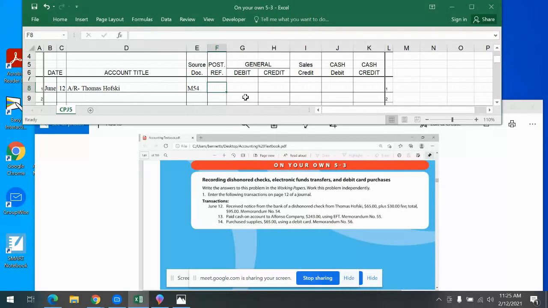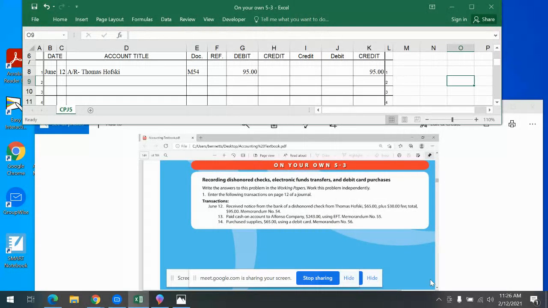Now, since Hofsky went ahead and bounced this check, Ivan, we've got to reapply the accounts receivable. So I'm going to debit accounts receivable Thomas Hofsky for 65 plus 30, which is $95. Are you all right with that, Ivan? Okay. And we thought we were going to have his money in our account, but we don't because he bounced the check. So now our cash goes down 65 plus 30. We credit cash for 95. Okay. Does that work for you, Ivan Baez? Okay. Do you have it written down?